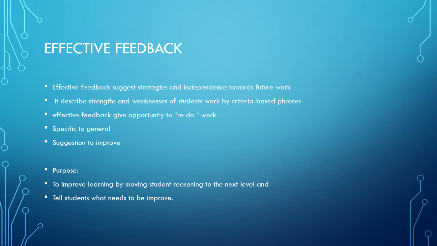Effective feedback. Effective feedback suggests strategies and independence towards future work. It describes strengths and weaknesses of students' work by criteria based phrases. Effective feedback gives opportunity to redo work. It is specific to the task. It gives suggestions to improve. Its purpose is to improve learning by moving students' reasoning to the next level and telling students what needs to be improved.